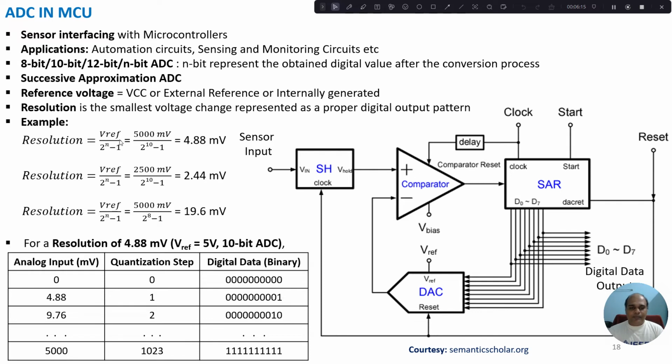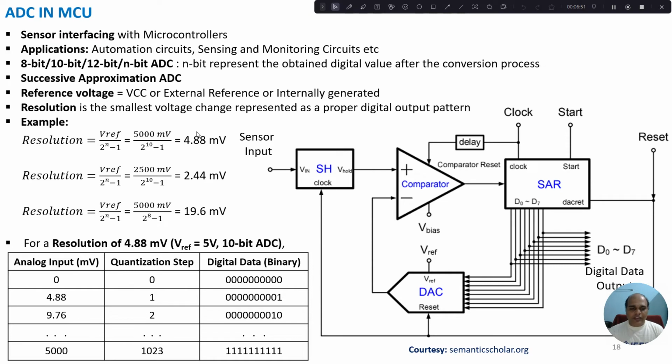So if I take a reference voltage of 5 volt and n takes a value of 10, then the resolution is computed by this formula: V reference divided by 2 power n minus 1. V reference I have represented as 5000 millivolt, which is equivalent to 5 volt, and 2 power 10 is 1024, 1024 minus 1 is 1023. So we are doing 5000 millivolt divided by 1023. That gives about 4.88 millivolt as the resolution.